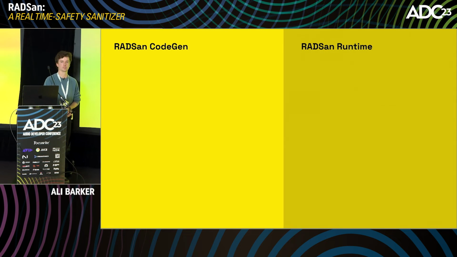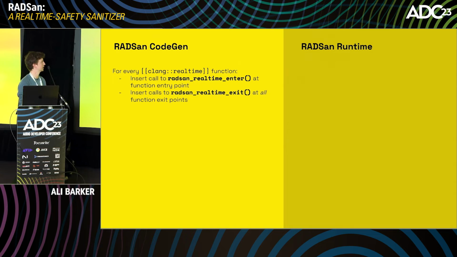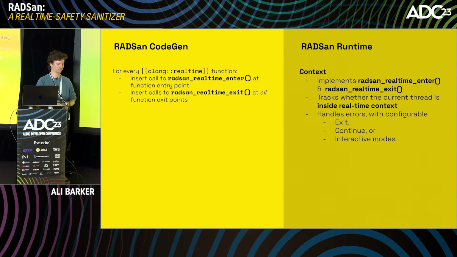So what do these two parts do? Well, firstly, the codegen is quite simple. It basically looks for all functions that are marked with the Clang real-time attribute, and then adds in a call to RADSan real-time enter at the beginning of this function, and adds in a call to exit at all the function exit points. This then works with the context that we've added to the runtime, which implements these functions and basically just keeps track of whether the current thread is inside a real-time context or not.